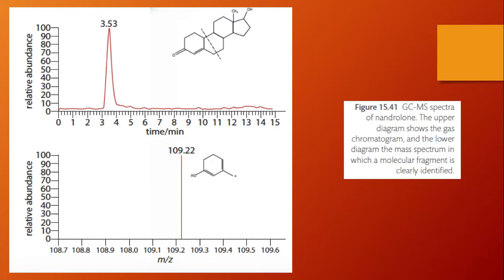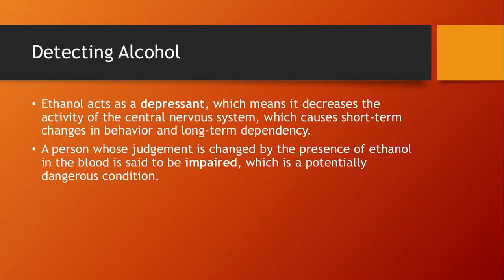So you could see that in the top picture you have that peak that can be used as a tool in identification. And then you can combine that with the mass spectra, which we have learned about previously, to identify which kind of drug you are looking at. Another common drug that needs to be detected is alcohol.